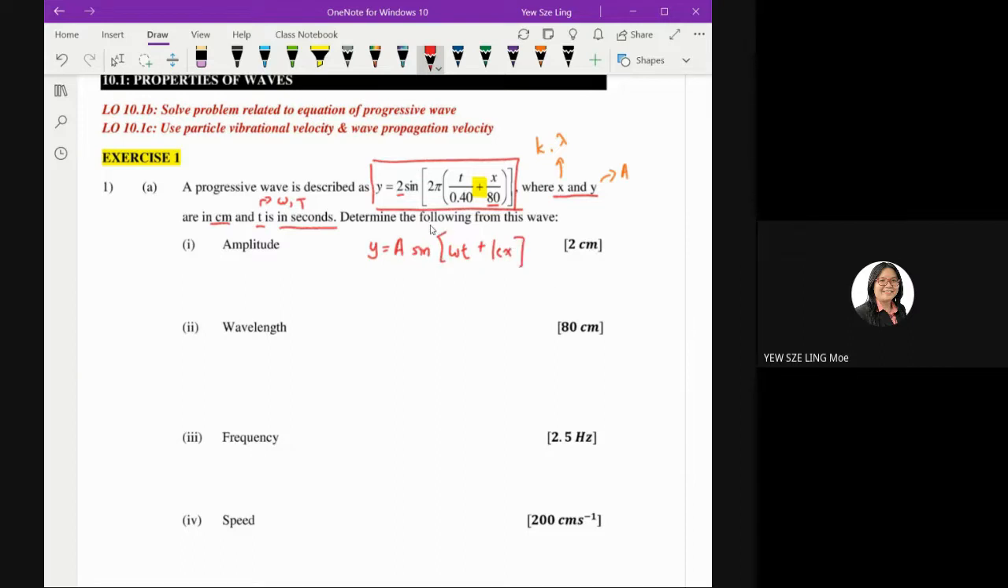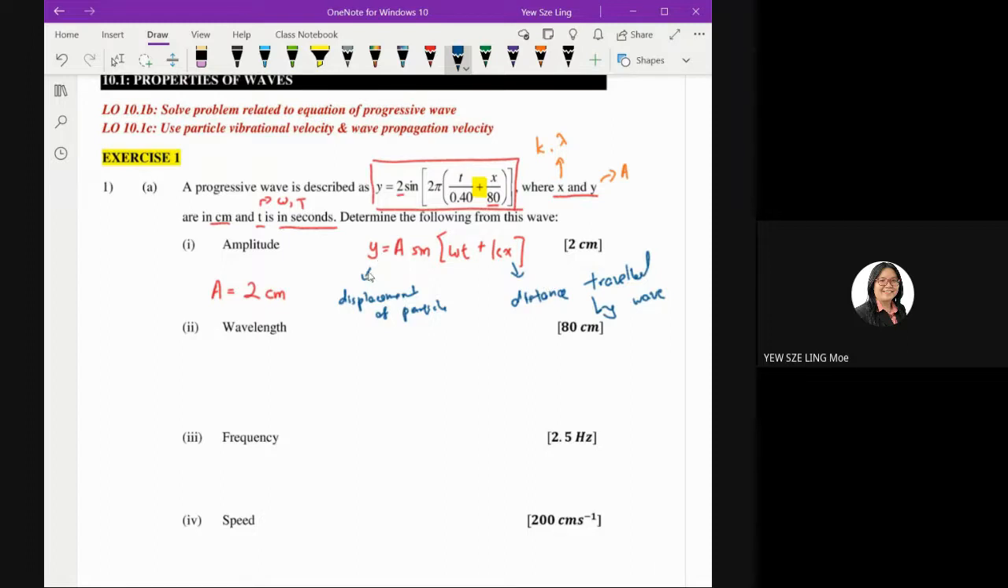So by comparison, we obtain A equals 2. So what is the unit? Because my y is in cm, A equals 2 cm. It follows the unit of your y, your displacement. So when it comes to this equation, y is displacement. Don't get confused: y represents the displacement of particles, and x represents the distance traveled by the wave. So there are two different things. One is distance, one is displacement.